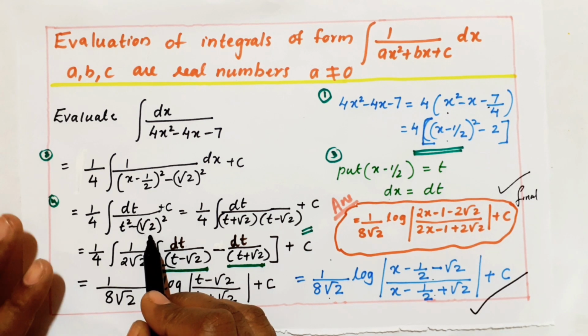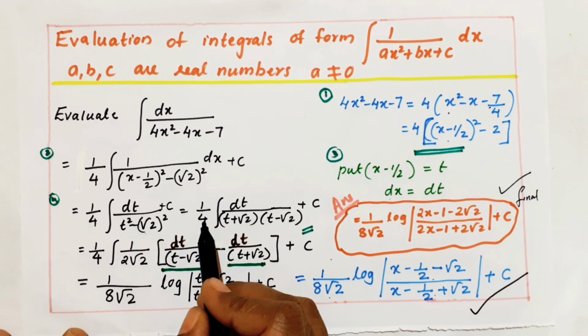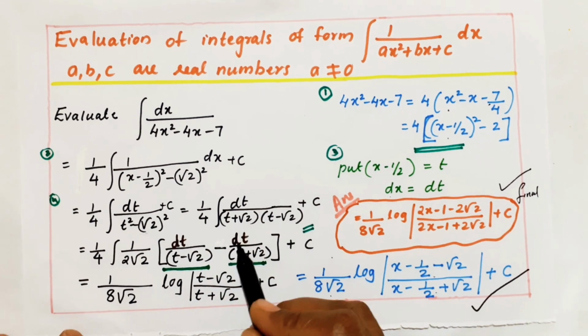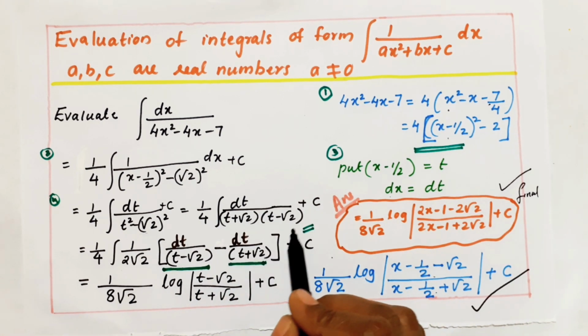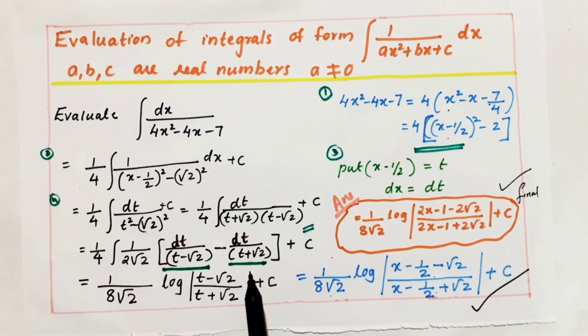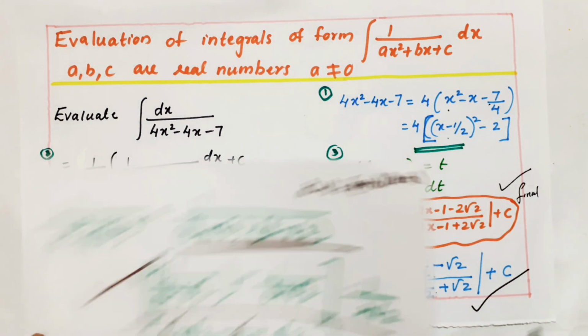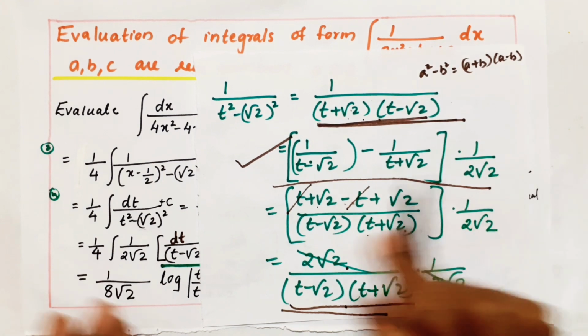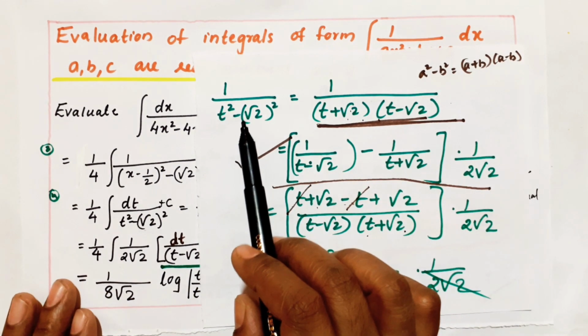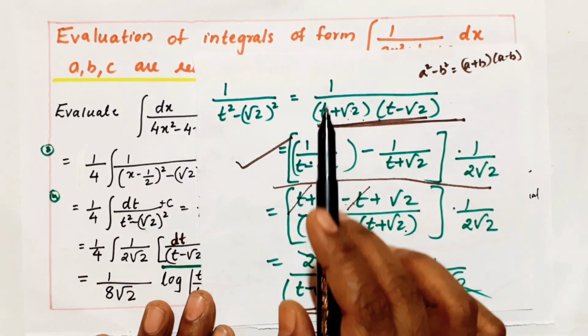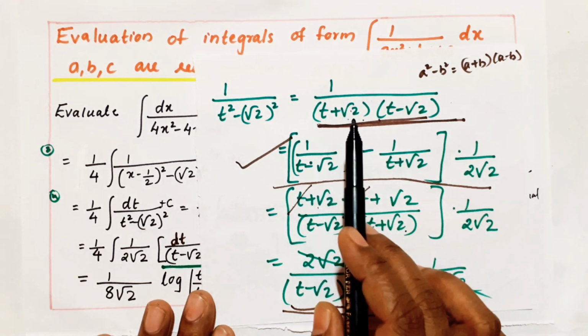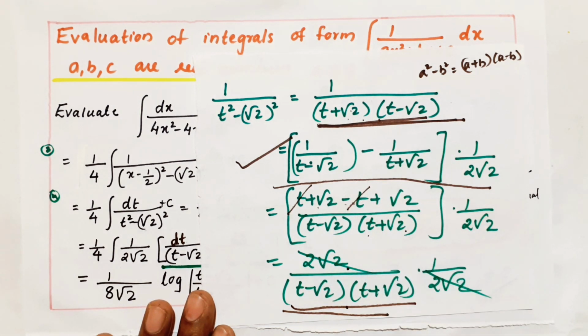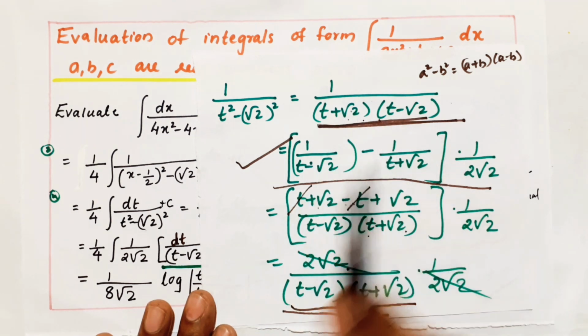So in which form we have written, that is 1 by 4 integral of t plus root 2 into t minus root 2 plus c we have written. Okay, after this I told you we can write this in another form. What is that another form? Another form I showed you, 1 by t square minus root 2 the whole square, we can write it as 1 by t plus root 2 into t minus root 2, that we know. But I need it in the separate form of denominator.